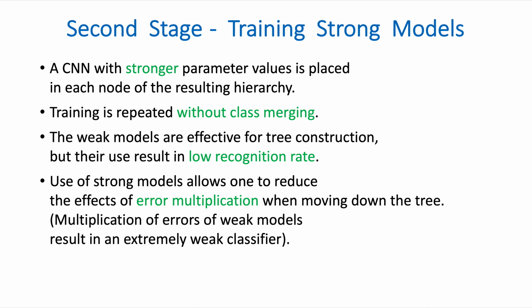The second stage is training strong models. A CNN with stronger parameter values is placed in each node of the resulting hierarchy, and the training is repeated without class merging. The weak models are effective for tree construction, but they usually result in a low recognition rate. Use of strong models allows one to reduce the effects of error multiplication when moving down the tree.